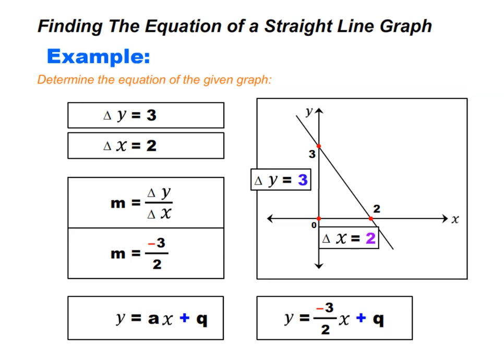Look at the graph. Look at this 3. This 3 is the y-intercept. It represents the letter q. In the place of q, let us put 3. So the equation of our graph is y is equal to negative 3 over 2x plus 3.